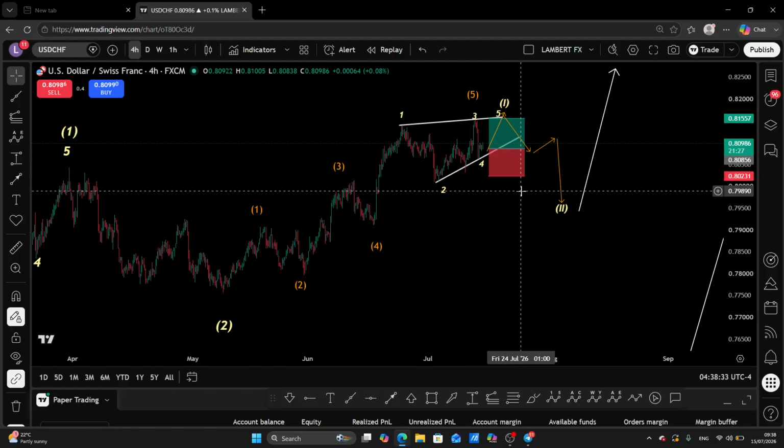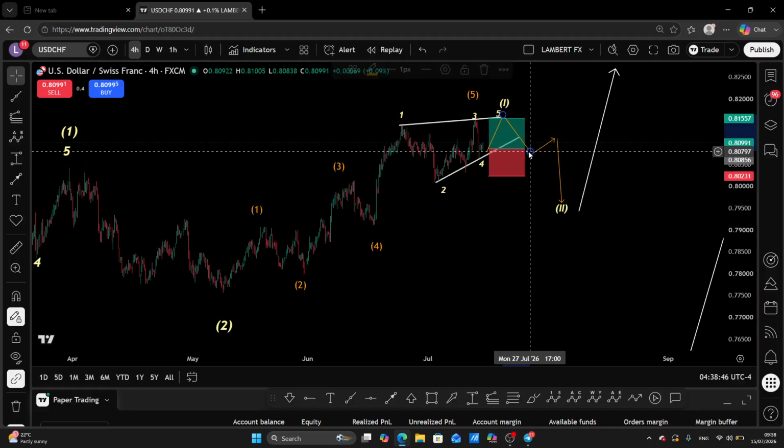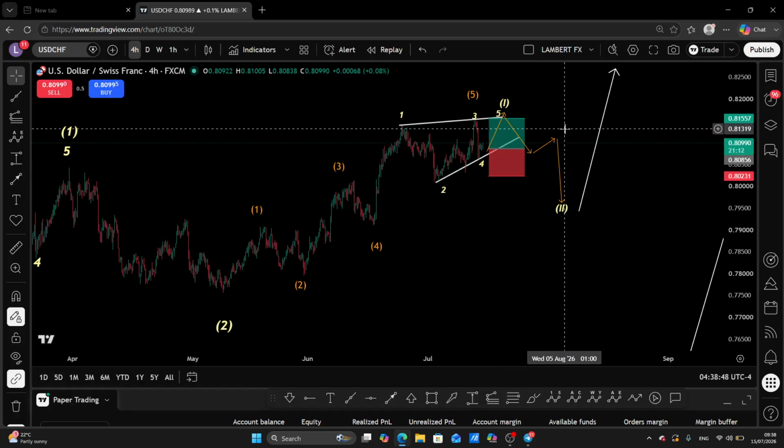All right, so this is USDCHF, and this is what I see on the USDCHF. So this is my top-down analysis using the Elliott Wave perspective. Yeah, let me know your thoughts. If you think there's something I missed or you're not sure.